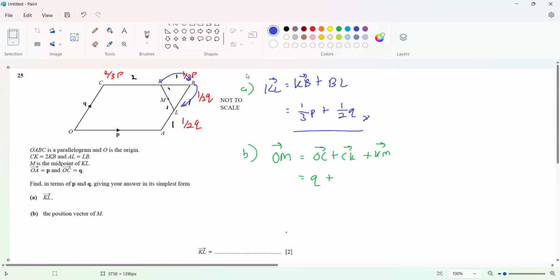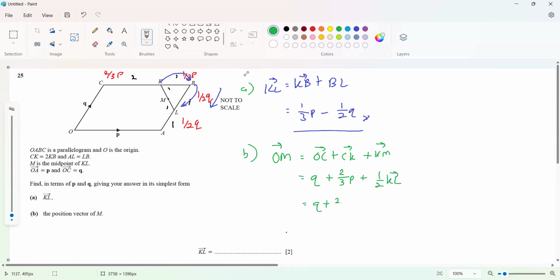Yeah, it is not plus 1 over 2Q. It is minus 1 over 2Q, because it is going in the opposite direction. So it's 1 over 3P minus 1 over 2Q going in this direction. So OM equals OC plus CK plus KM. OC is Q. CK is 2 over 3P. And finally, KM, we don't know what KM is, but I know that it is half of KL at least, right?